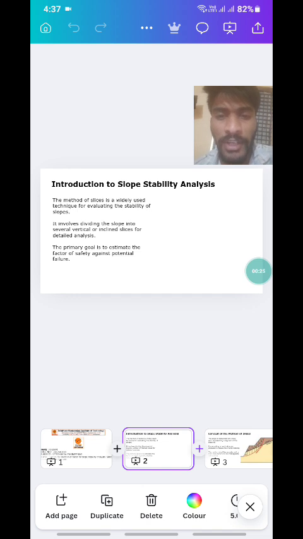Next, introduction to slope stability analysis. The method of slices is a widely used technique for evaluating the stability of slopes. It involves dividing the slope into several vertical or inclined slices for detailed analysis. The primary goal is to estimate the factor of safety against potential failure.